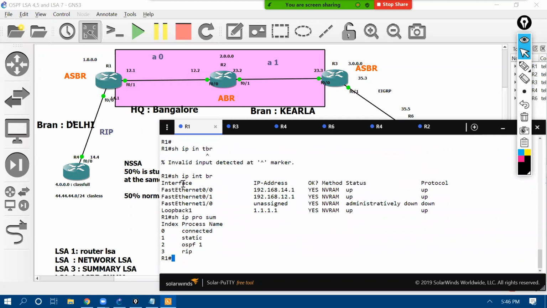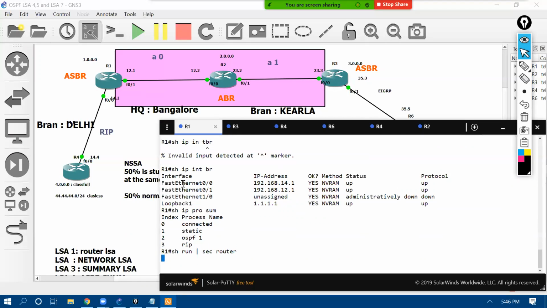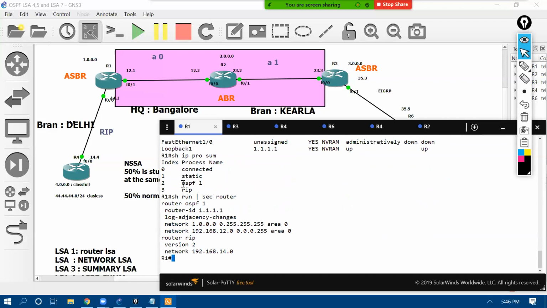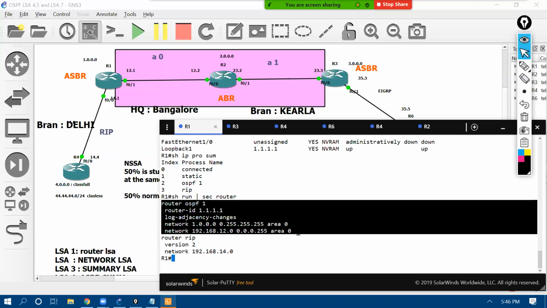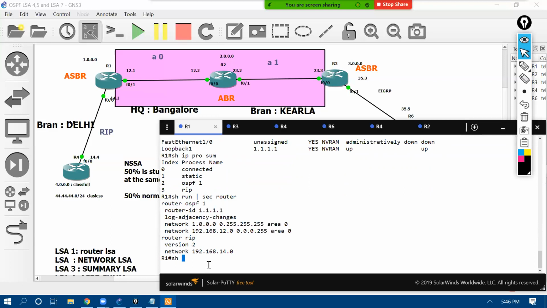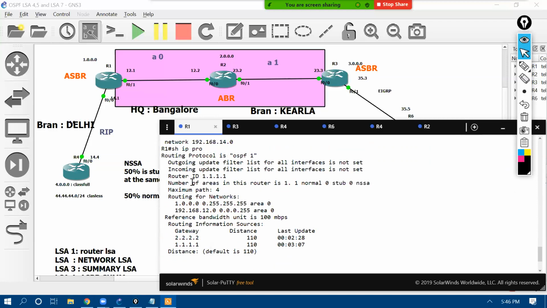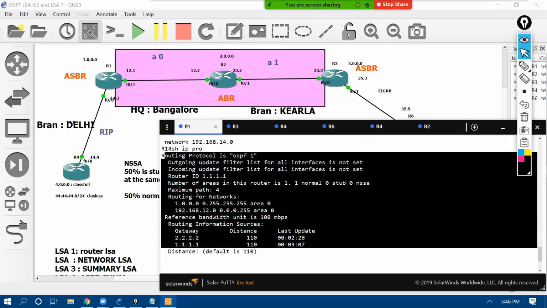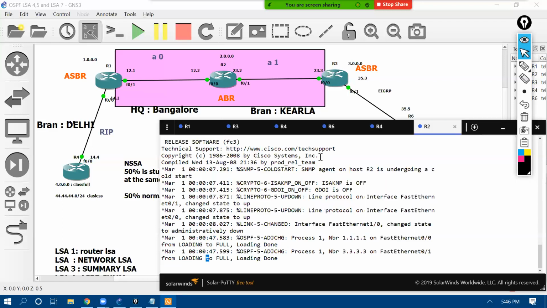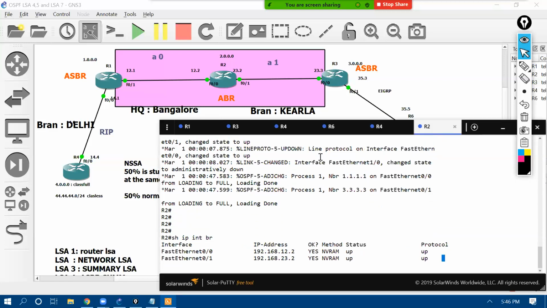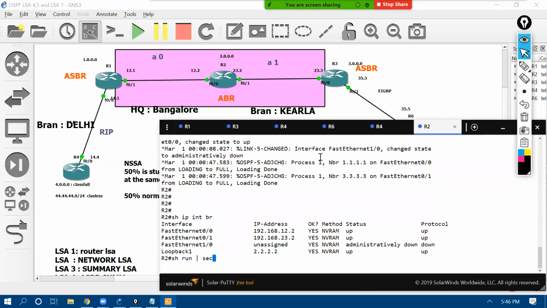We have enabled OSPF and RIP, as well as show run section router. So we can see that OSPF has its own information, and RIP has its own information, but they don't have redistribution. So right now R1 behaves like a normal router. There is no ASBR right now because no redistribution is happening. Let's go to R2 right now. Check R2. Show ip interface brief. Show run section ospf.